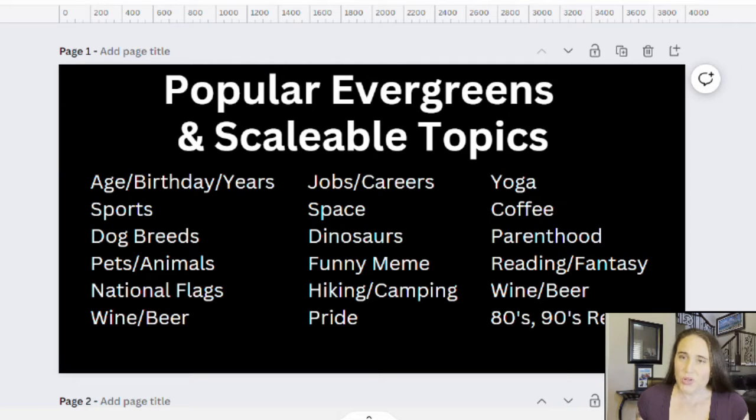So the big one that you'll probably notice is age, birthdays, years. Those are very popular. Those are the ones that either say somebody's age, like 10 years old, 12 years old, 16 years old, or ones that say born in 81, born in 82, born in 83. And so you can scale those that way.